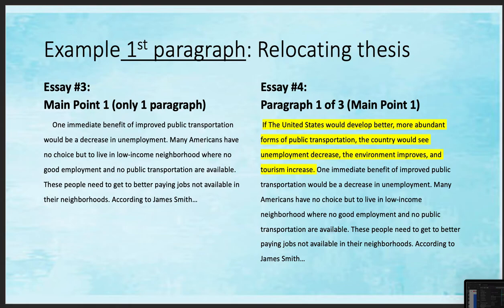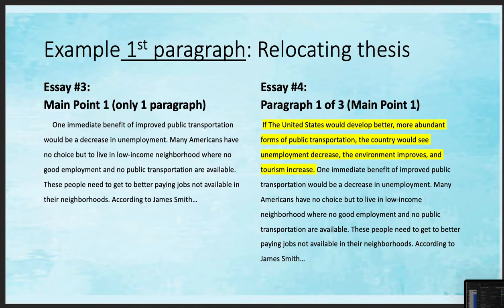So here's an example. You can see that these two paragraphs are identical, except there's basically two things that are different about it. One, the obvious thing, there's a yellow sentence at the beginning of the sample on the right. Now, the reason for that is we've taken the thesis statement out of essay number 3, and we just plopped it down at the beginning of main point 1 in essay number 4. So that thesis from essay 3 is now just a topic sentence for a main point.